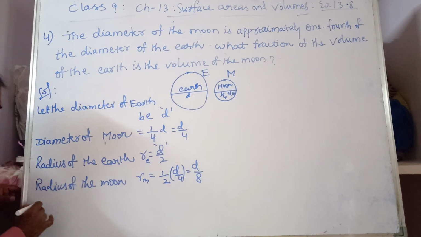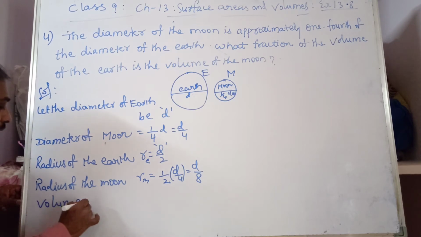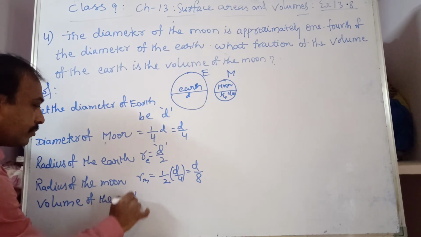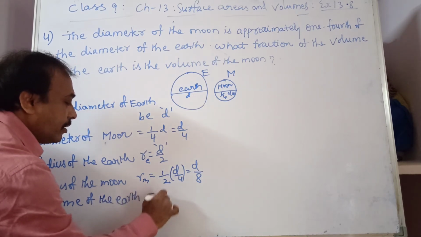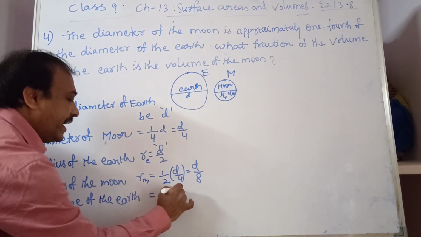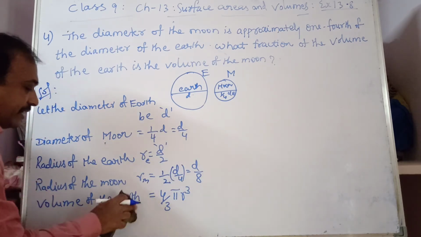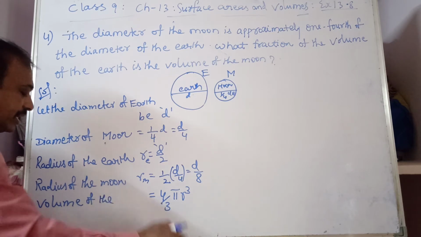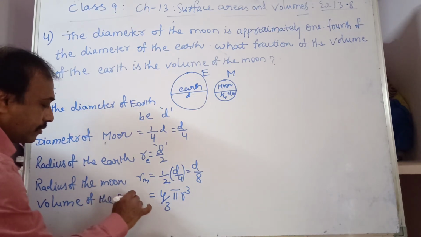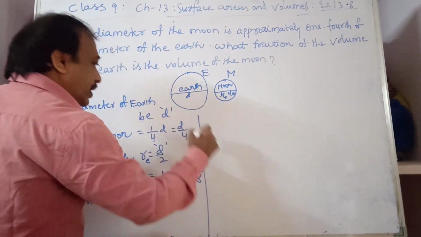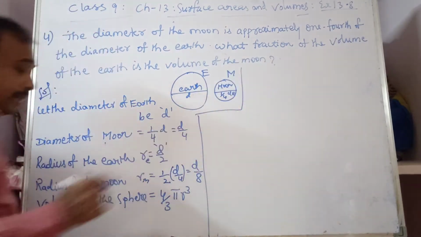Now volume of the earth. What is the formula? 4/3 pi r cube. Even volume of the sphere, we write first sphere, volume of the sphere formula 4/3 pi r cube. Now we are going to write volume of earth and volume of moon.